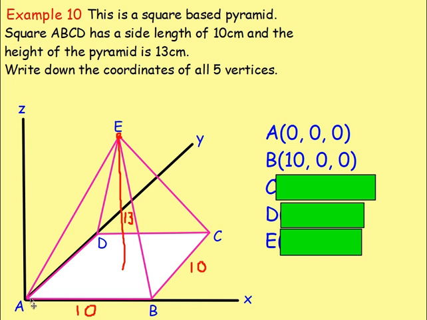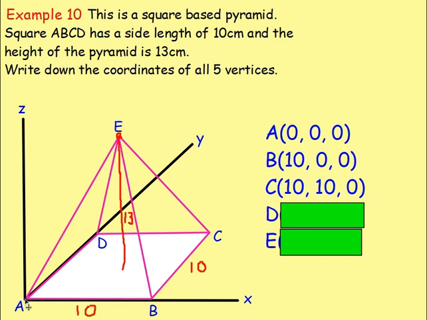For C, think how far along do you go? How far back do you go? And how far up or down do you go? Good, you'd be going along 10. Brilliant. That would take us to B. Then how far back do you go in the y-axis? Good, we'd be going back 10 units. Brilliant. And if we're at C then, we don't need to go up or down, we just need to stay there. So that would be 10, 10, 0.